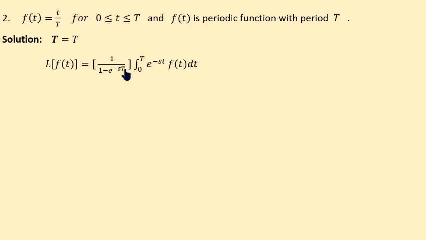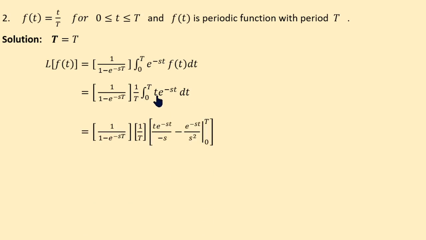Now this f of t is small t divided by capital T. Capital T is a constant, so you can take it outside. So the integral of t into e power minus st dt from 0 to T, into 1 by T, into 1 by 1 minus e power minus sT. You know how to integrate this.